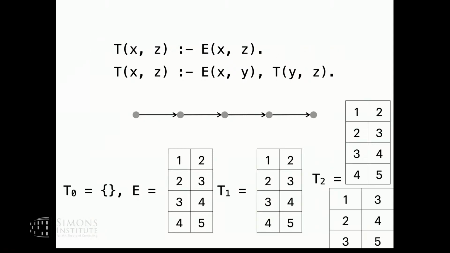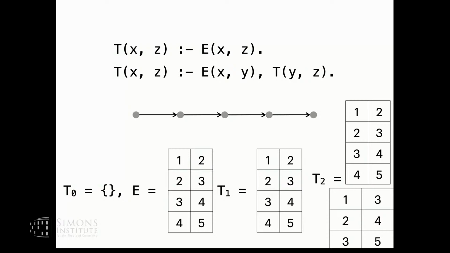Now, to make it recursive, we basically just put an atom in the head as well as in the body. Here we have the world's simplest recursive Datalog program. In the base case, we say that everything in the edge relation is in the transitive closure of the graph. In the recursive case, it says that if we have an edge between x and y, and y and z are in the transitive closure, then we also put x and z in the transitive closure.